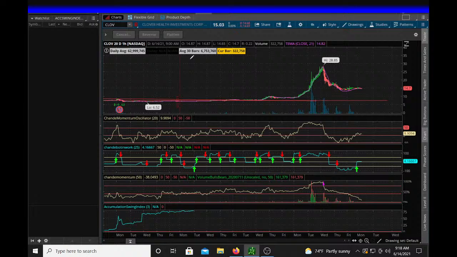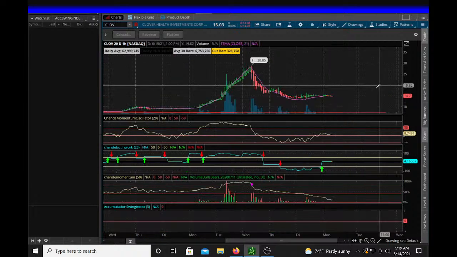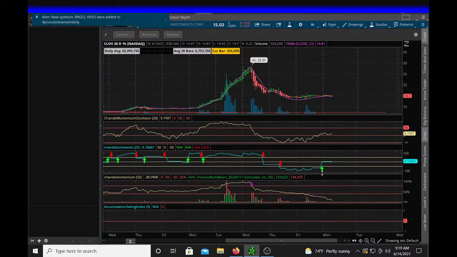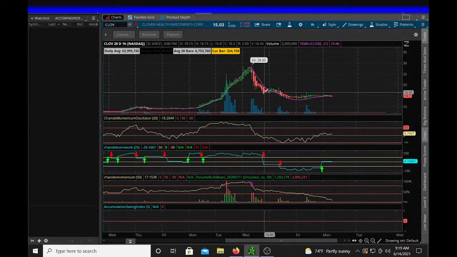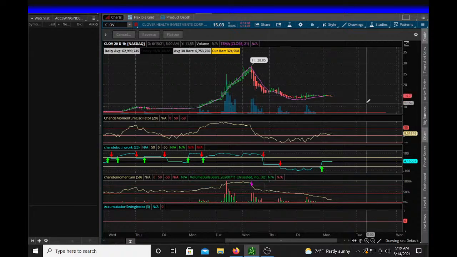Though we can see how Clove looks a little tricky here, doesn't it? Shorting from here and then slowly buying it back, not to disrupt price movement on the way down.